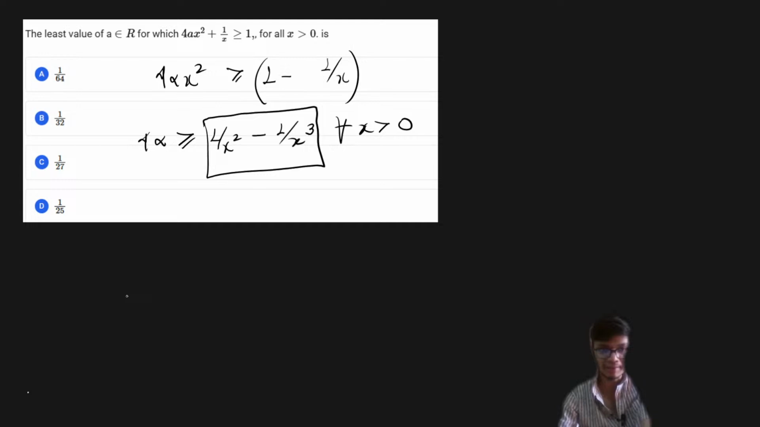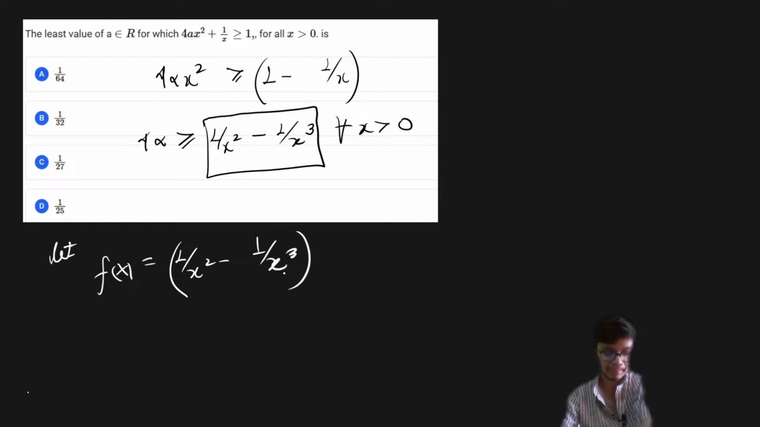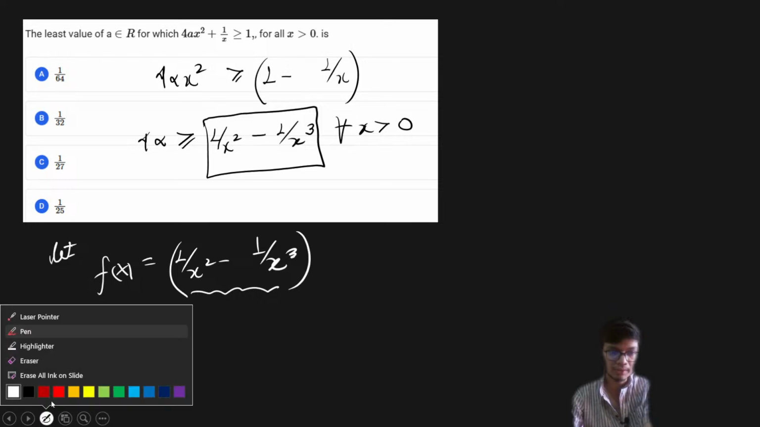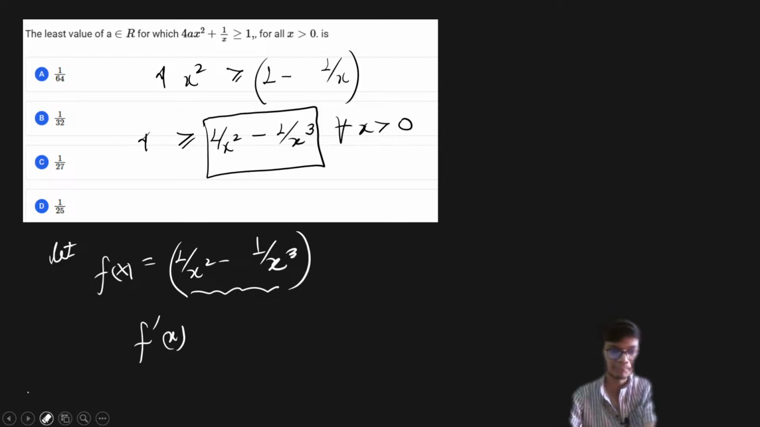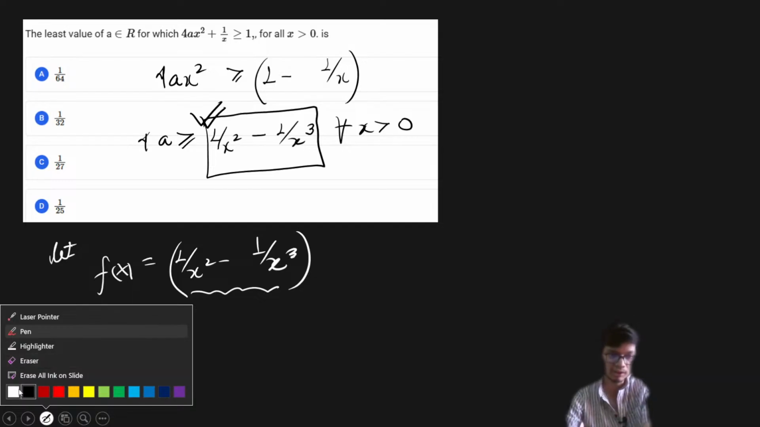Now let us consider this as a function. Let us assume the function as 1 upon x squared minus 1 upon x cube. If I differentiate and try to find the maximum and minimum of this range, from there I am able to comment on the least value. Oh, very sorry, this is basically a, not alpha. So from here I have to comment on the least value of a. If I am able to find this inequality, this maximum value will be the least value for which I will get this result. So let us find the maximum value of this particular expression.